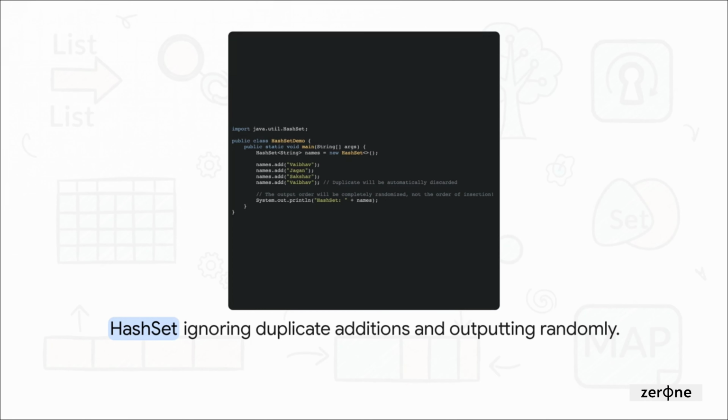Also, notice that the output order is totally randomized. It doesn't match the order we typed it in at all. That's because HashSet is backed by a hash table, so it places elements purely based on their internal hash codes, which is exactly what gives us that incredibly fast O(1) performance I mentioned earlier.